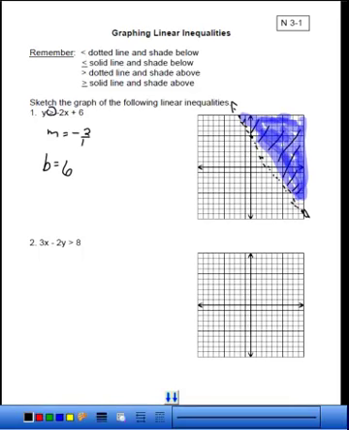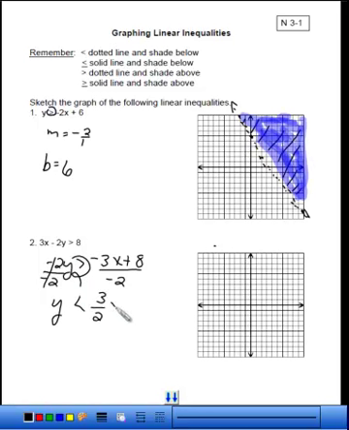Now, this equation is an inequality. It's in standard form, and you're going to need to solve it just like you solved other inequalities. It's negative 2y is greater than, I'm going to subtract the 3x across, so negative 3x plus 8, dividing by negative 2. Now we have y. Since we divided by a negative, we have to turn our sign around. We have positive 3/2 x minus 4.